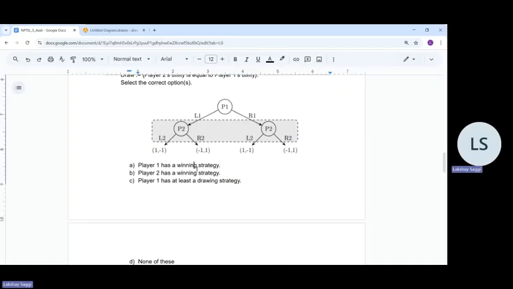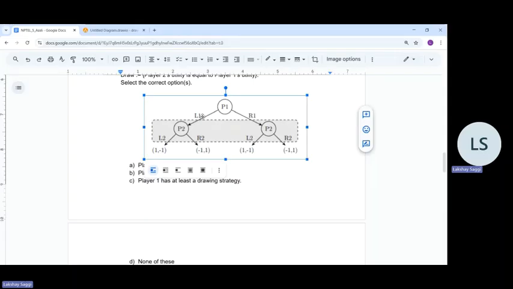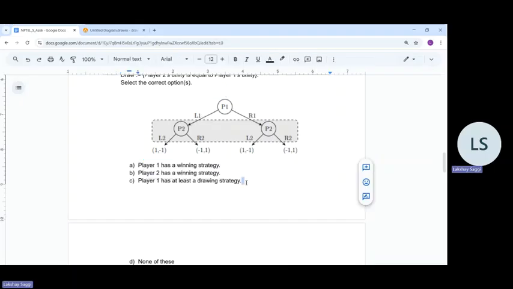So option A says that player one has a winning strategy. Let's see if player one indeed has a winning strategy. The only two possible strategies for player one are either playing L1 or playing R1, right? There is no third strategy for player one. But then, if player one plays, let's say, L1, then irrespective of whatever player two plays, player one should be winning. That's what you call the winning strategy, right?